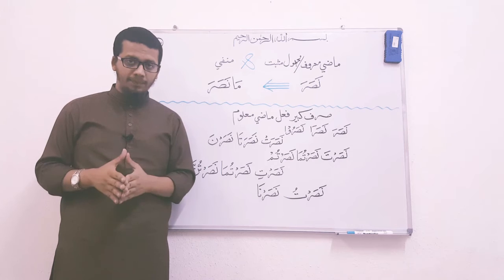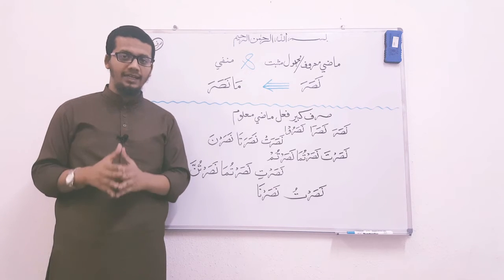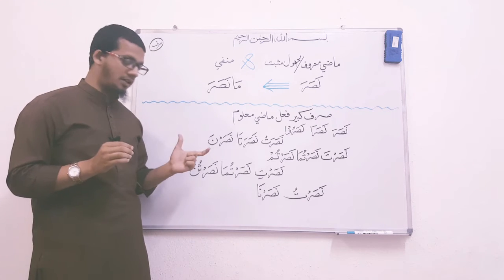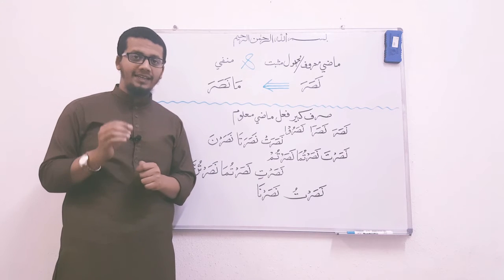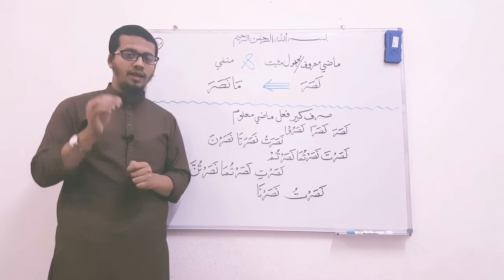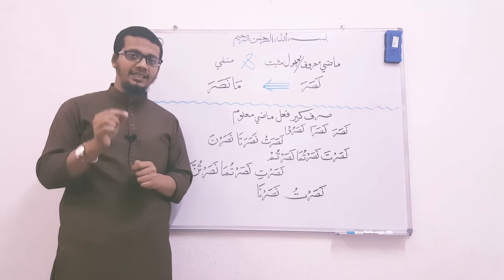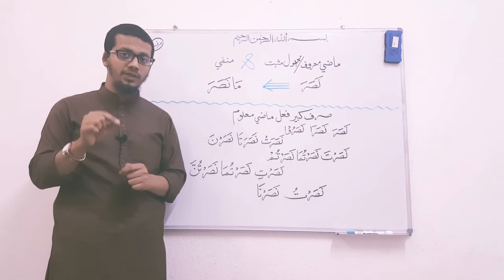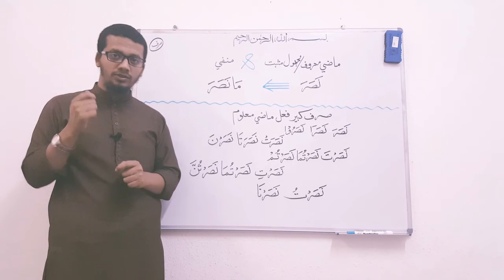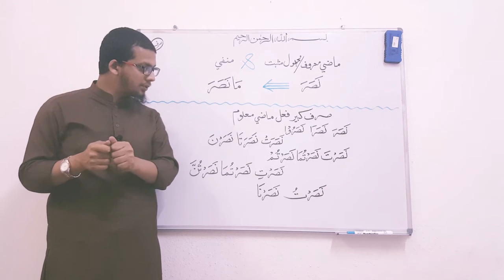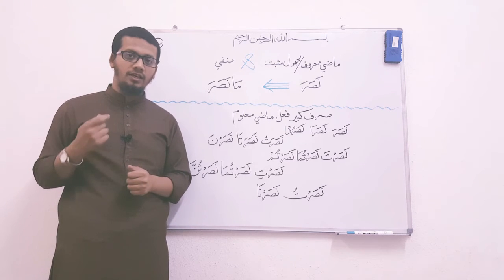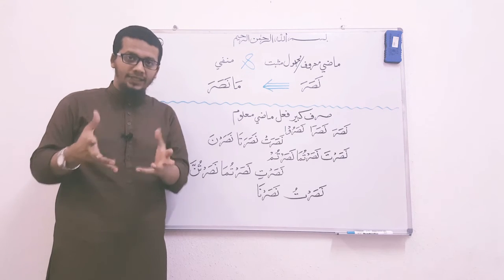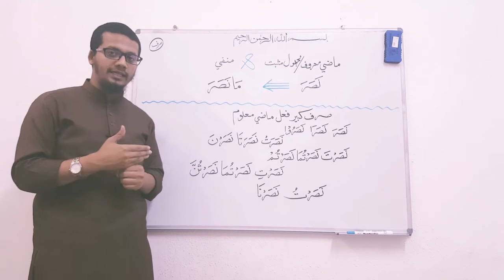Now, the number one advice I want to give you is that you have to memorize this Sarf Kabir in a very fast way. And when I say that, I mean you have to be able to pronounce it the way I'm going to demonstrate. For example, Nasara, Nasara, Nasaru, Nasarat, Nasarata, Nasarna, Nasarta, Nasartuma, Nasartu, Nasarti, Nasartuma, Nasartuna, Nasartu, Nasarna. That should be at least the speed for you when you memorize it.